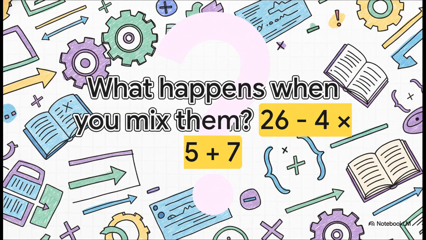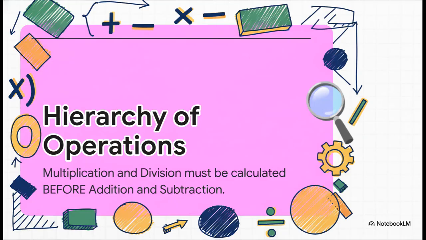All right, so what happens when you mix it all up, when you throw everything into the pot? Now we've got subtraction, multiplication, and addition all in one problem. So how do you tackle this? Do you still just go left to right? This is where the real grammar of math starts to show up. And that brings us to the next really, really important rule, the hierarchy of operations.